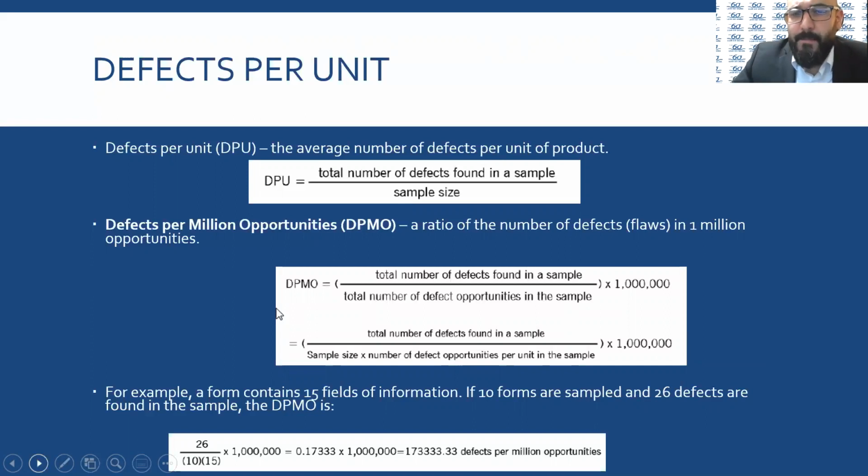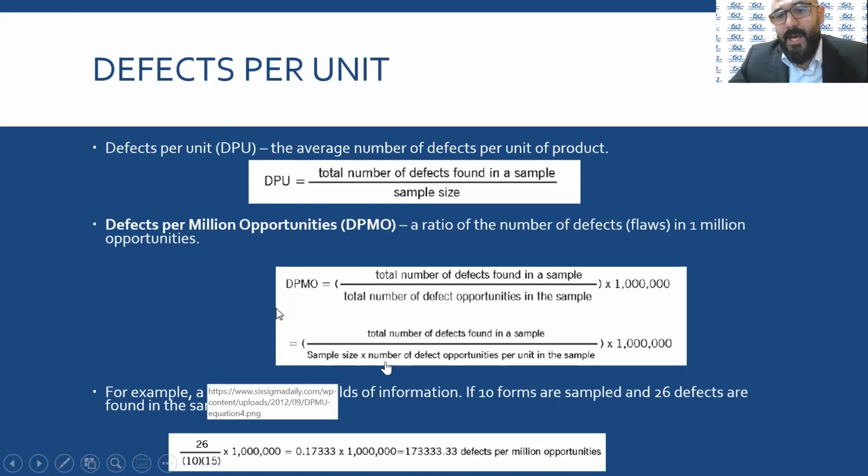The DPMO, defects per million opportunities, is the ratio of the number of defects, the flaws, in a million opportunities. If we need to use the equation, it is the total number of defects found in a sample divided by the sample size times the number of defect opportunities per unit in the sample, times 1 million.